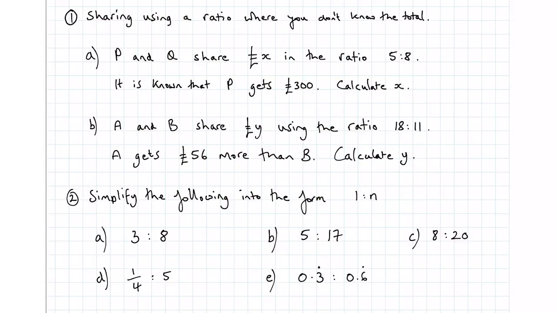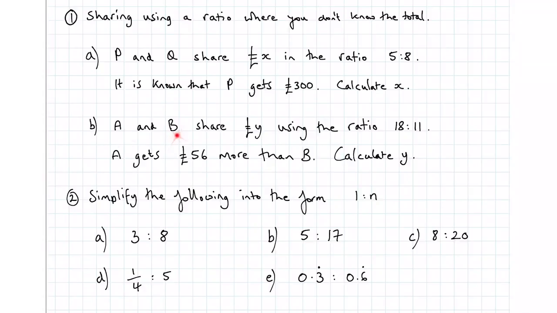We'll look at question 1. And we've been working on ratio in class recently. There's quite a lot on this page. It's actually a repeat of some of what we did last week. We're sharing when we don't know the total. Some of you had that as a target still. So we've got this first question, we're sharing some money in the ratio 5 to 8. But you do know that P gets £300 and you've got to calculate how much they are sharing in total.